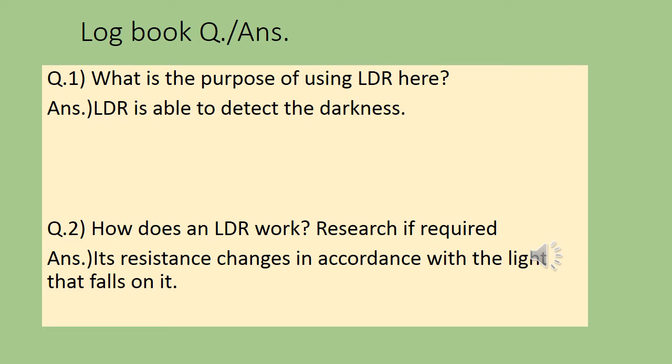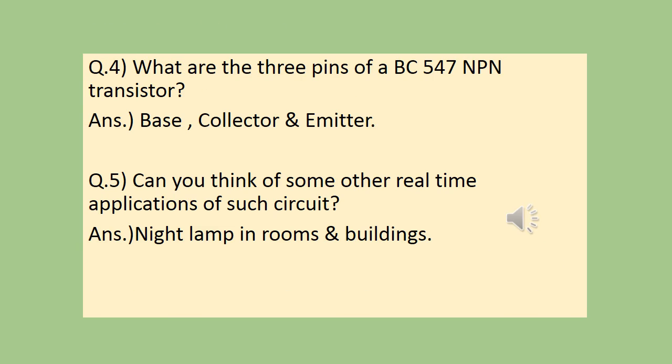Question 3. Attempt to draw the diagram of the circuit that you experimented in this project. You have to do this answer by yourself. Question 4. What are the 3 pins of a BC547 NPN transistor? Answer is, the 3 pins are base, collector and emitter. Question 5. Can you think of some other real-time applications of such circuit? Answer is, night lamp in rooms and buildings.